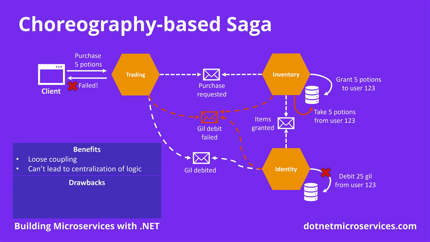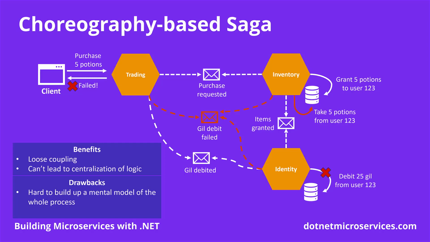As you can tell from this diagram, it can be hard to build up a mental model of the whole process. In our example, we only have a few participants. But what if we involved 5, 10, or more? Could you be able to tell what's going on by just looking at the diagram?